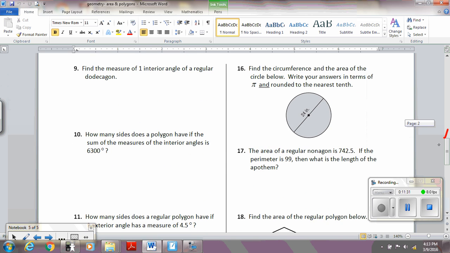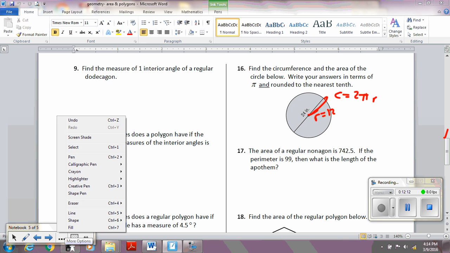All right. Number 16 wants us to find the circumference and the area of the circle below. Write our answers in terms of pi and round it to the nearest 10. So to find the circumference, we know that the circumference is equal to 2 times pi times the radius. Currently in the picture, we're shown the diameter, not the radius. The radius is only halfway. So the radius is 12.